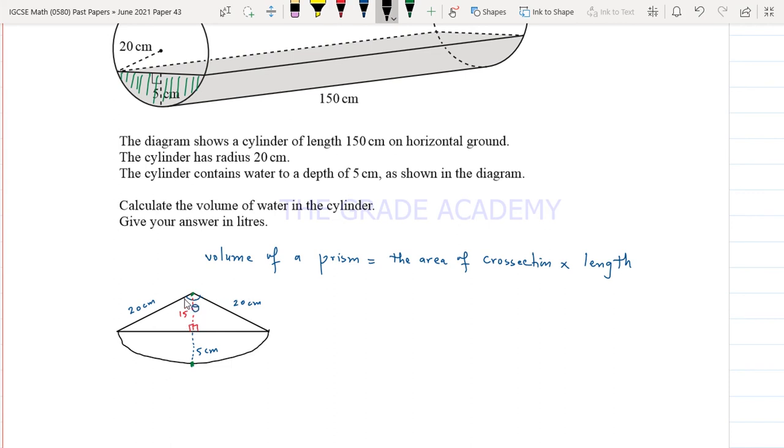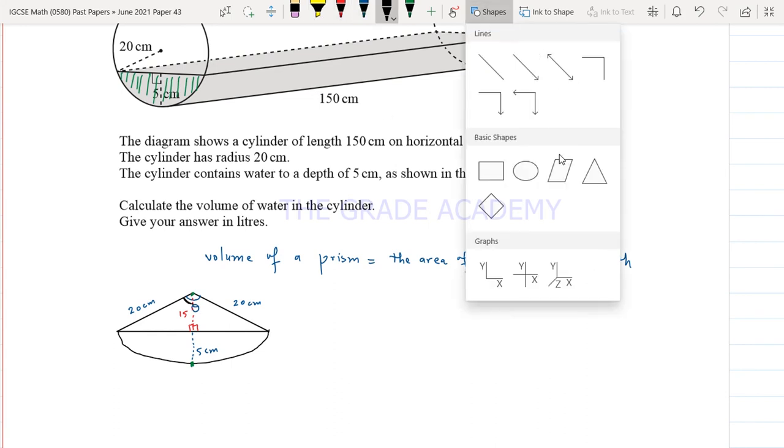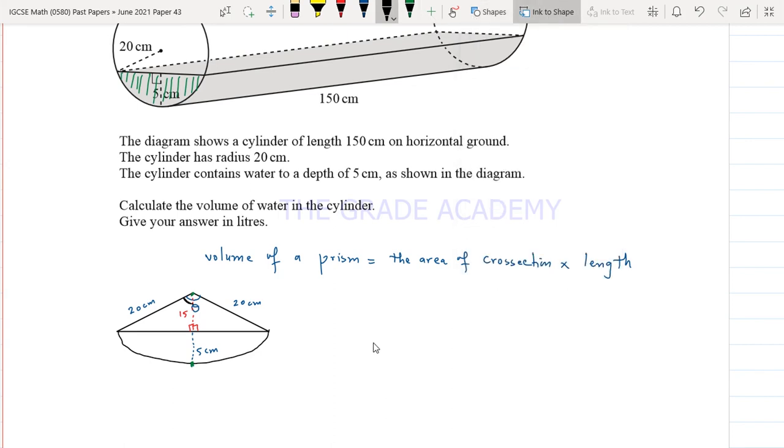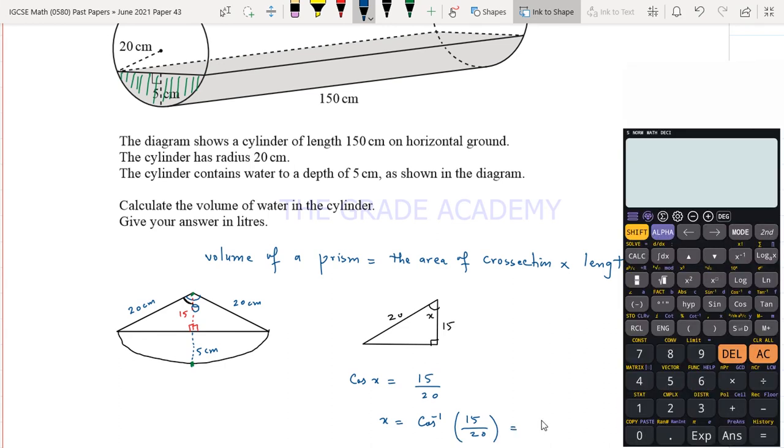Now to find this whole angle, first we find the angle of this right triangle. So let us draw this triangle separately. We have to find this angle, let's call it X, and this length is 20 and this length is 15. So this is a right triangle, and we can use the cosine of this angle to find the angle. Here cos of X will be equal to 15 by 20. So the angle X will be equal to cos inverse of 15 by 20, which is equal to 41.4 degrees.